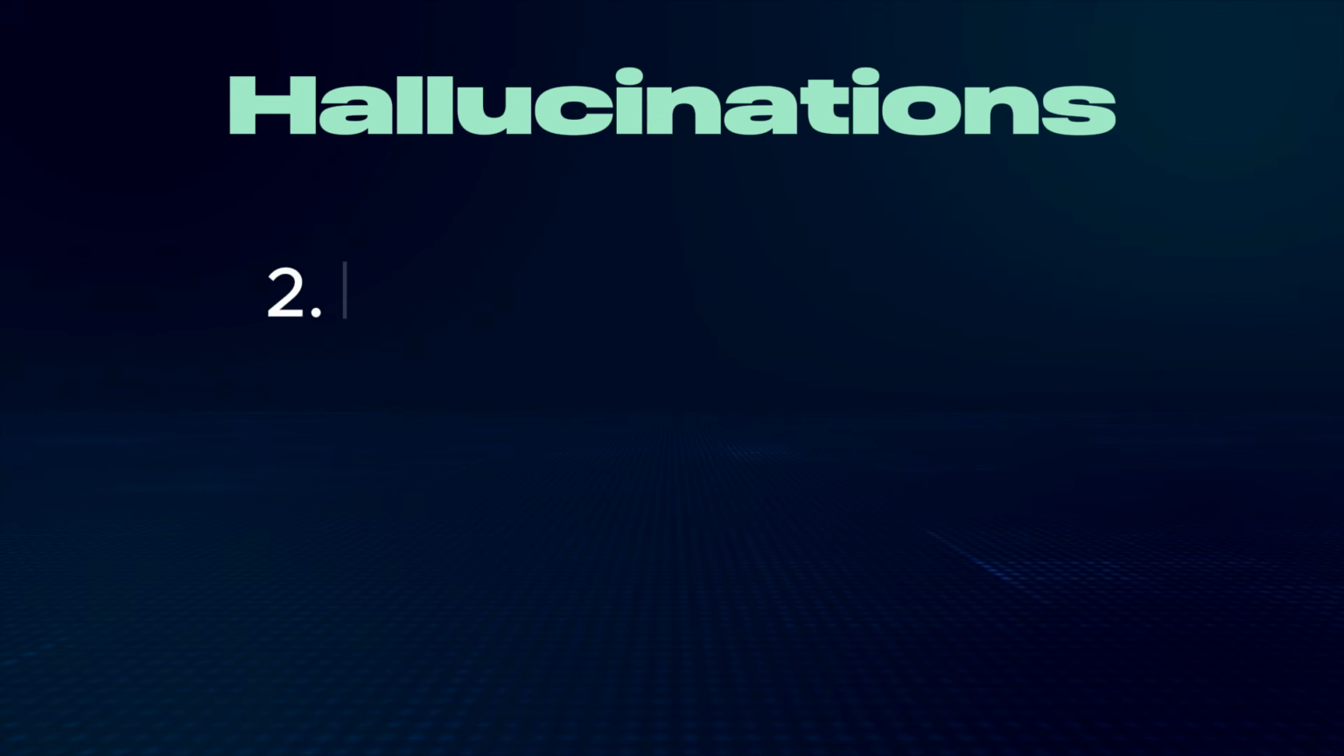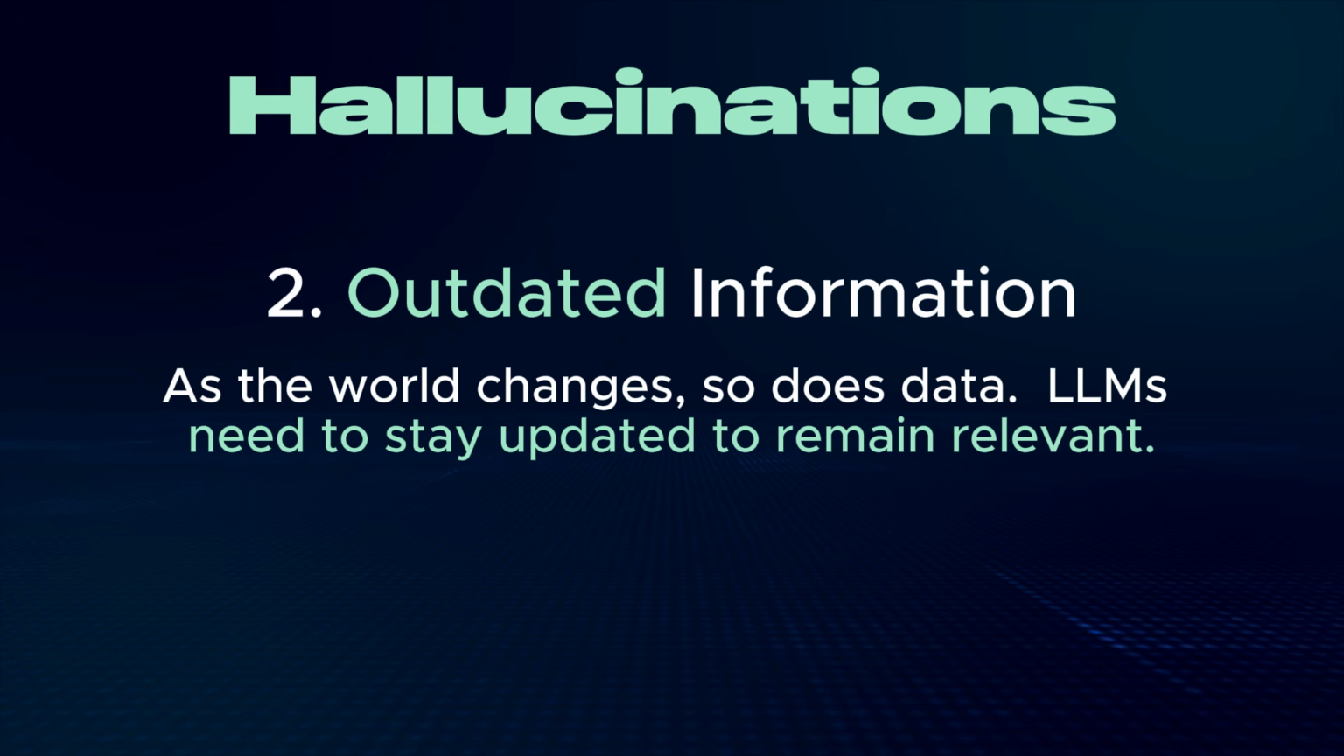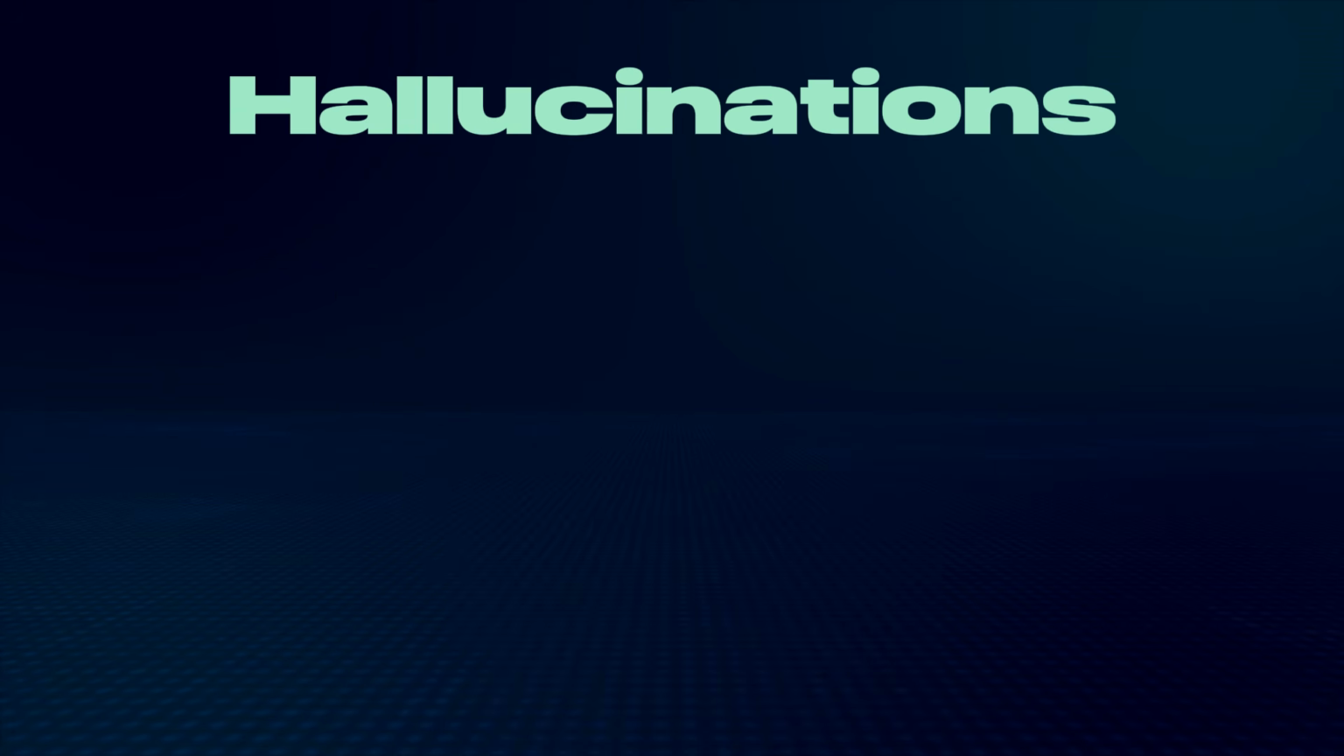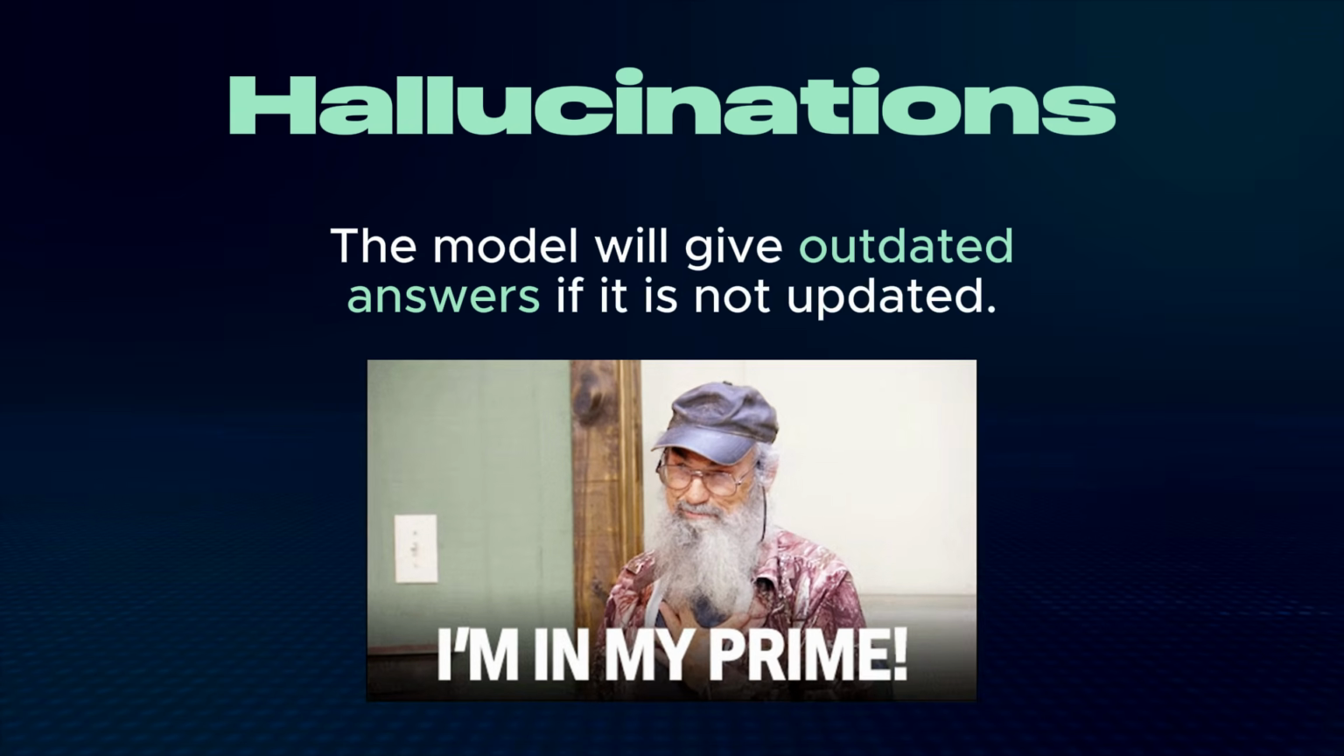Number two is that the information can be out of date. As we very well know, the world is changing constantly. Policies change, research evolves, company products change as well, and we damn sure know that prices change. If the model was trained on older data, it may give an answer that's completely outdated.